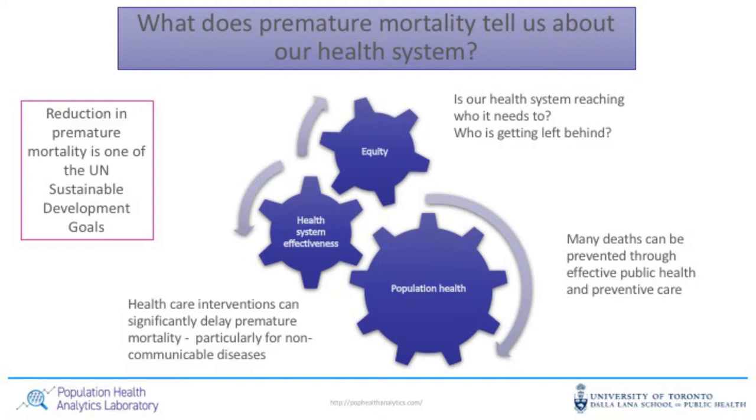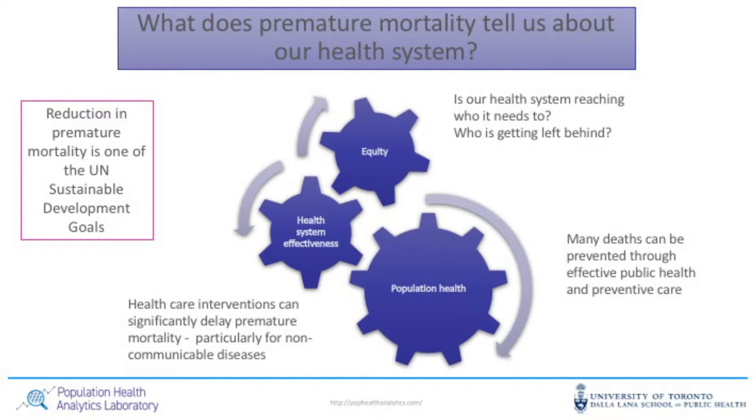And the idea behind a death before the age of 75, what does it tell us? Well, obviously it tells us about population health. We know that many deaths can be prevented through effective public health and preventive care. That goes without saying. But the other big part is health system effectiveness. Healthcare interventions, we know, significantly delay premature mortality, particularly for chronic diseases.